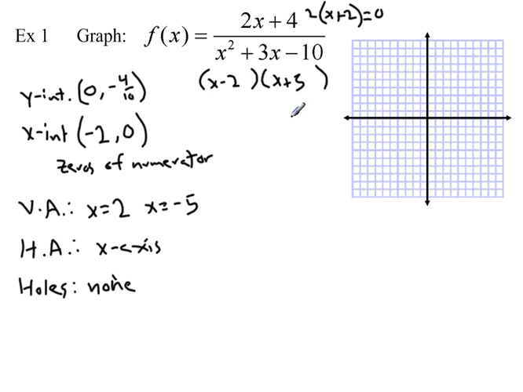Okay, so let's get down everything we know. We know there's a point at 0, negative 4/10 right about here. We know there's a point at negative 2, 0 right about here. We know there's a vertical asymptote at x equals 2. We know there's a vertical asymptote at x equals negative 5.